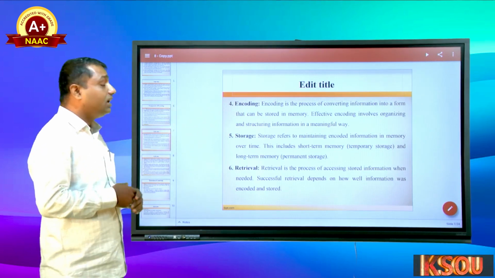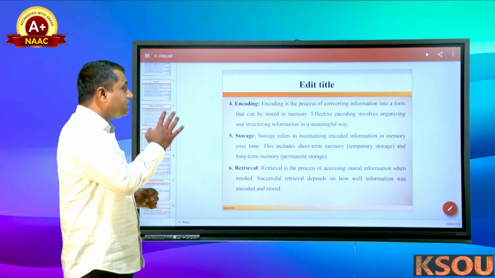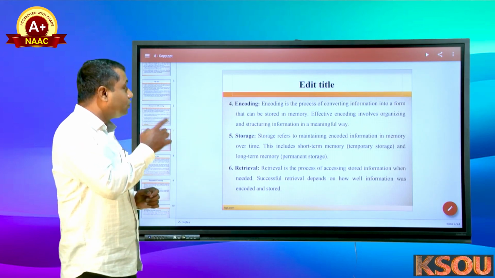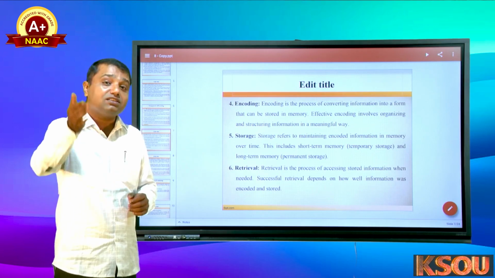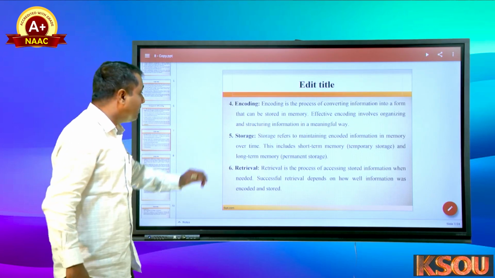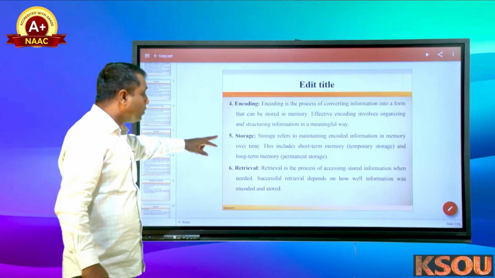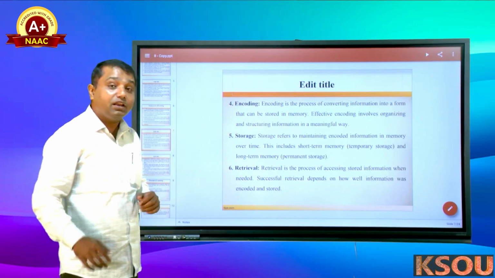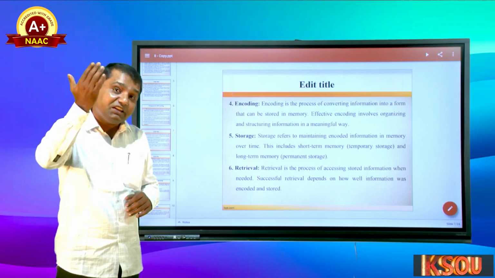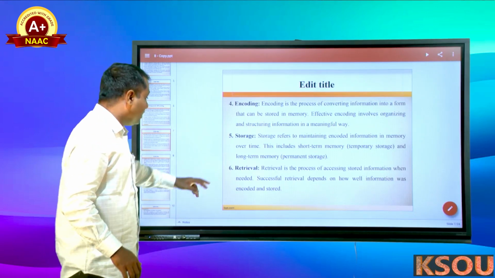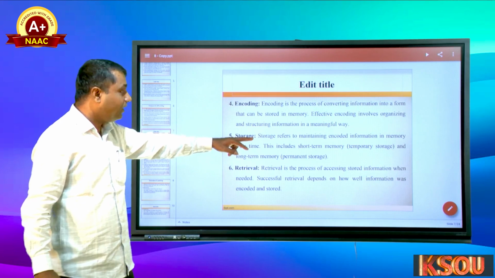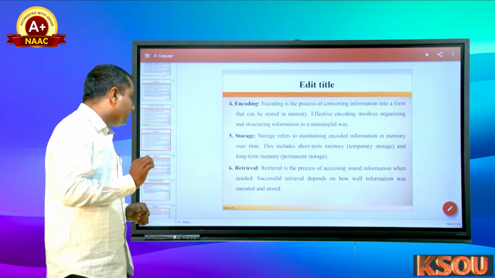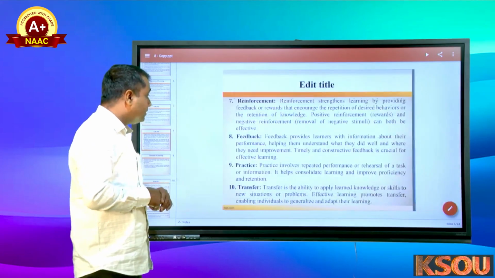What is encoding? Encoding is the process of converting information into a form that can be stored in memory. The information that we store in memory is called encoding. Storage refers to maintaining encoded information in memory over a period of time. Whenever we record, we are recalling. Retrieval is the process of accessing stored information when it is needed by an individual.